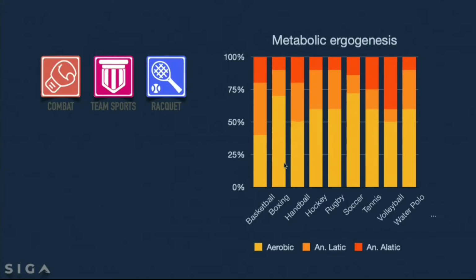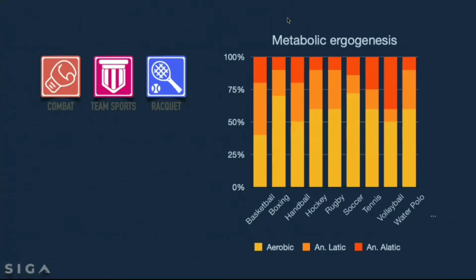So in the graph, you can see many other sports like basketball, boxing, handball, and we have the metabolic ergogenesis. So it means that these sports produce energy from all 3 metabolisms: aerobic metabolism, anaerobic lactic, and alactic. Of course, they are in different degrees, but we can see that all of them share some peculiarities, and they are also targeting these 3 metabolic pathways.